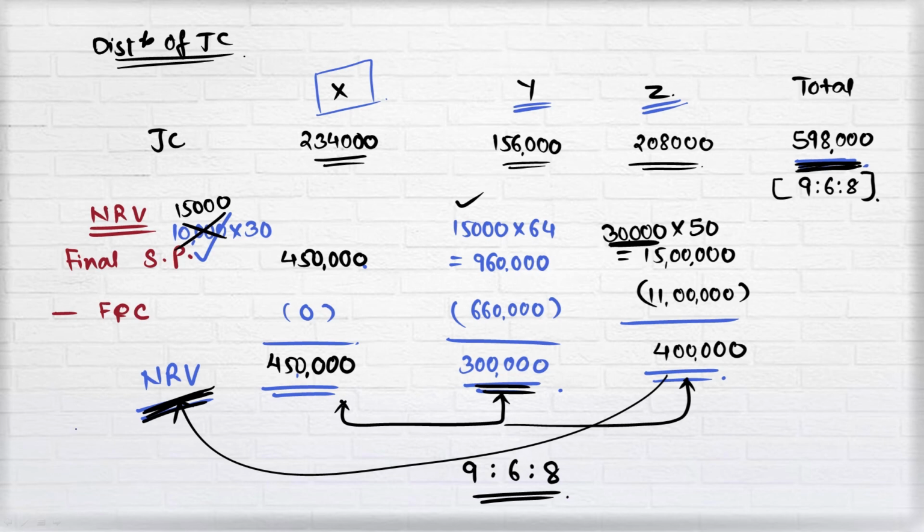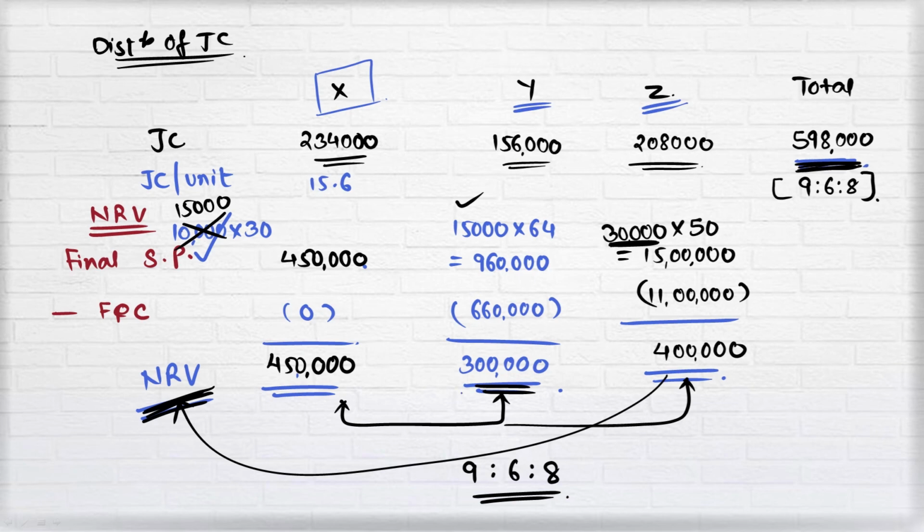Correct. Can anyone give me joint cost per unit? This will be 2,34,000 divided by 15,000. See, when you are distributing the cost, what is manufactured is important and what is sold is not important. Sales is important when you want to find out realized profit, right? So joint cost per unit 2,34,000 divided by 15,000, 15.6. It is coming exact.